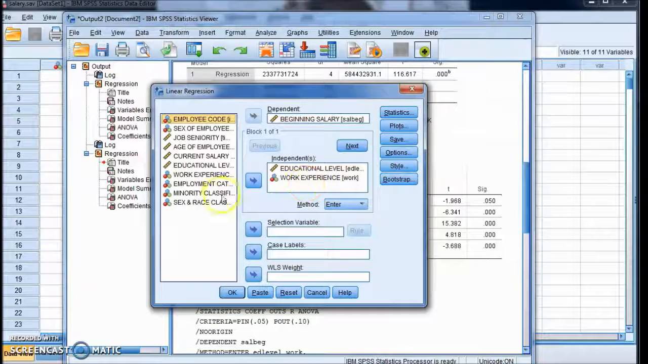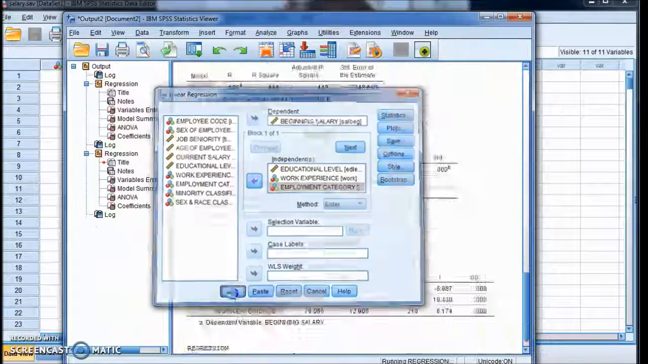Remember when we were messing around with this in the classroom, we discovered that employment category and work experience were very much related, and beginning salary was also related to work experience. So, or job category. So let me put job category in there. And now let's see what happens to our regression equation.